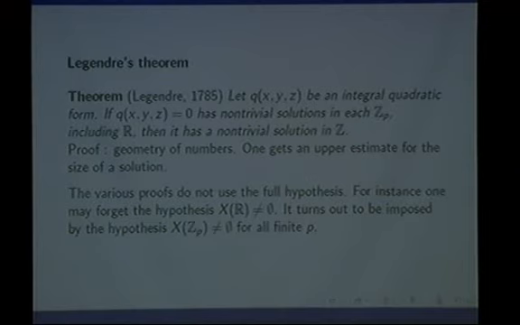Okay? And the proof by Legendre uses the geometry of numbers. In fact, it's a very nice proof. That is, you get an upper estimate for the size of the solution. So you actually prove that if the congruence conditions are satisfied, then there's a solution x, y, z, integers, at most equal to some simple function of the coefficients, so that you can give it to a computer and then decide: look in this box, search for a solution.